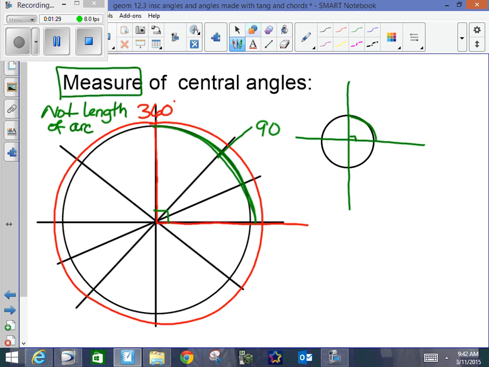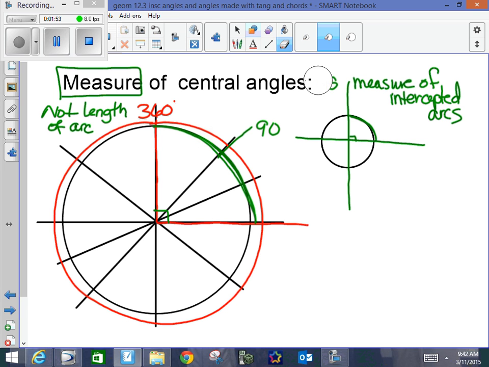Okay, measure of central angles versus measure of what we called last class the intercepting arcs. All right? So they are the same. So instead of versus, let's just put is the same. It's the only way we can do it unless we have other information. The only way we can find the measure of arcs is to find the measure of the central angles.